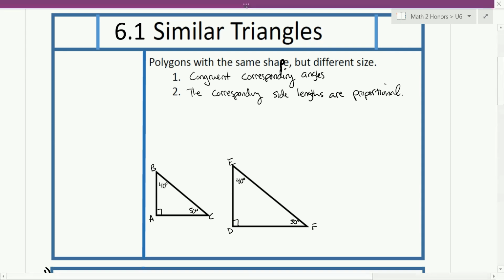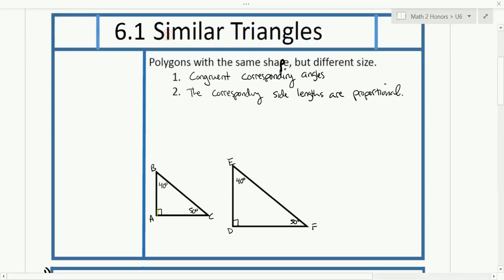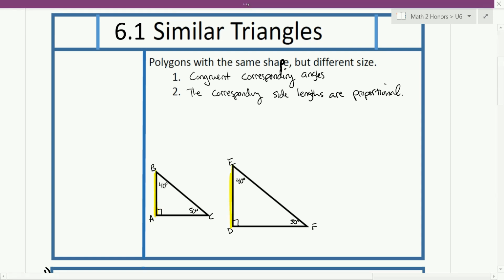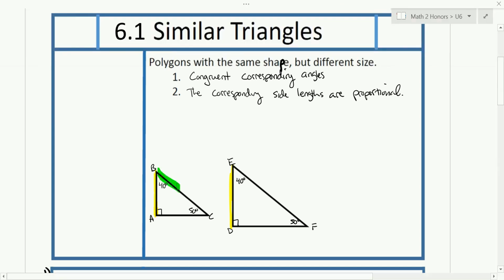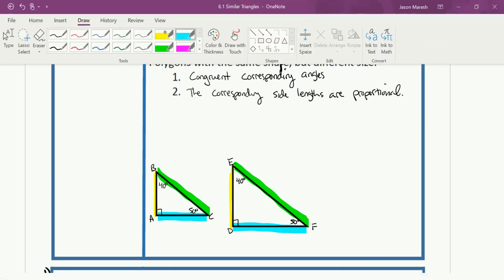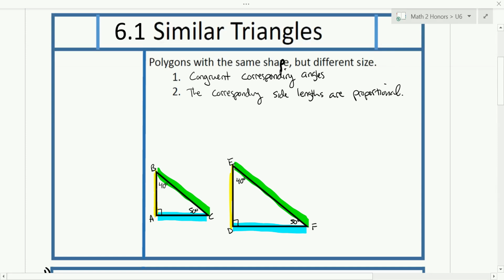I'm going to highlight a little bit here. So I want AB to correspond to DE. BC is going to correspond to EF. And AC is going to correspond to DF. And let me just put in some side lengths. So for ABC, across from the smallest angle, we'll put the smallest side, say 3, and then 4, and then 5. So we've got this right triangle here with the side lengths.